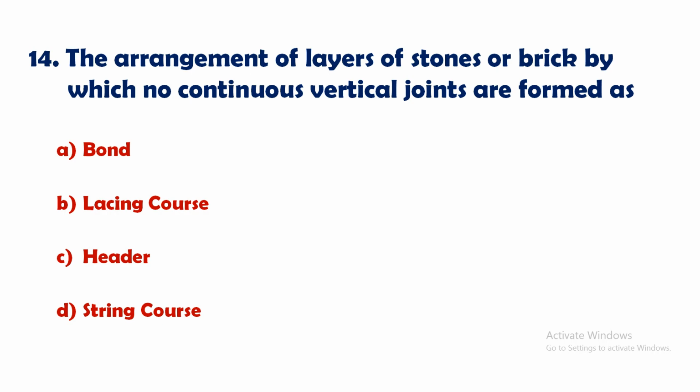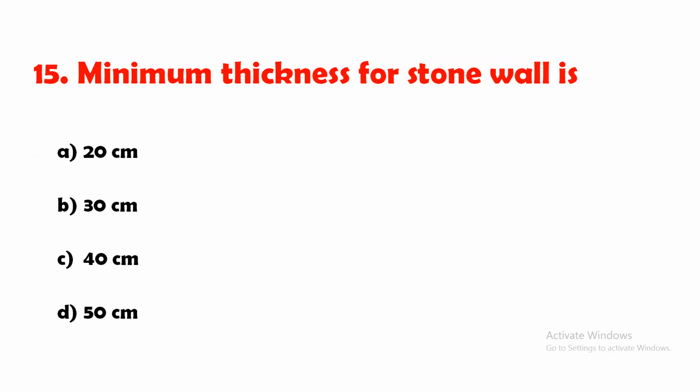The bottom surface of a door or a window opening is known as frames, stiles, rail, sill. The answer is the bottom surface of a door or a window opening is known as sill. The arrangement of layers of stones or brick by which no continuous vertical joints are formed is known as bond, lacing course, header, string course. The answer is: bond. The minimum thickness of a stone wall is 20 cm, 30 cm, 40 cm, 50 cm. The answer is the minimum thickness of a stone wall is 30 cm.